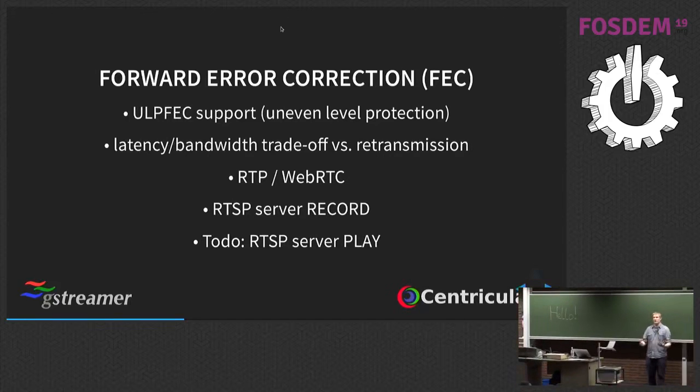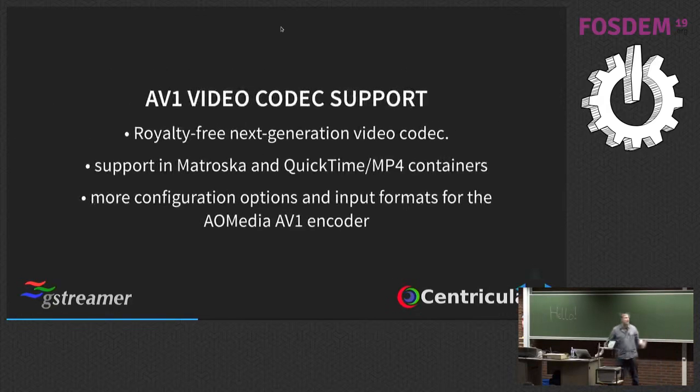Forward error correction means you can check what the connection is like, how much packet loss is there. If you detect packet loss, then you can increase your bandwidth a little bit and transmit more redundancy. And that means the receiver can basically restore missing packets without having to ask and wait if they come back again. You can just restore it. We've implemented an RTSP server for one method, but not for the other.